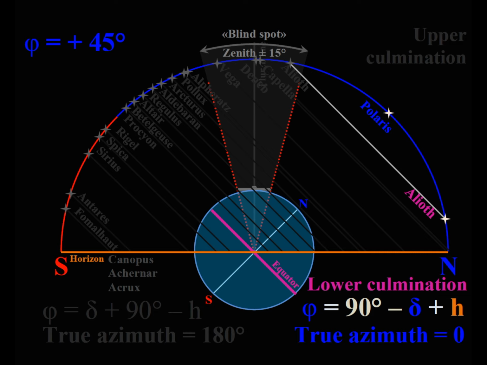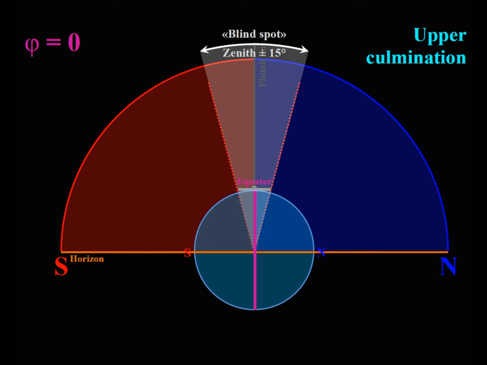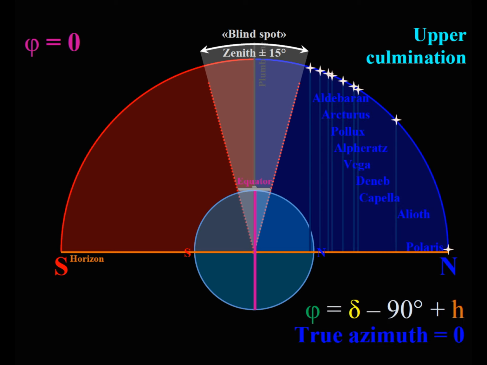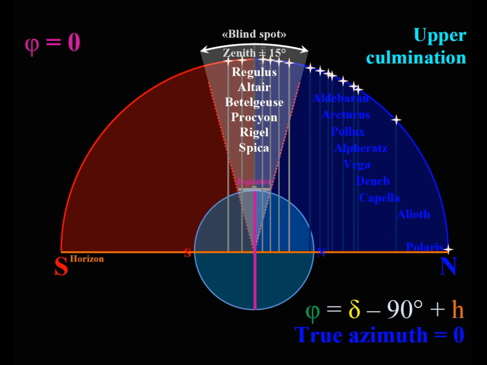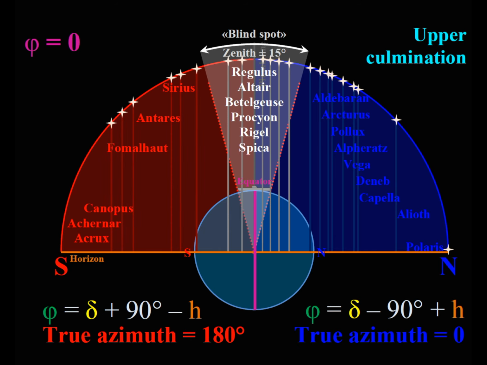If you are exactly on the equator, then at different times you can observe all the stars of the northern and southern hemispheres. However, in the blind spot there is an upper culmination of individual stars by which you can determine your latitude.